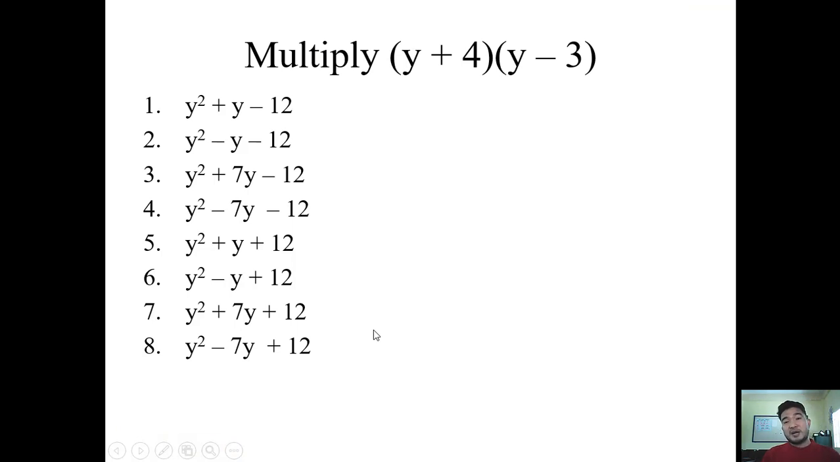For your practice exercise, I want you to try this. You just pause this video and solve the problem. The quantity y plus 4 times the quantity of y minus 3. What is the product? Then if you want to check if your answer is right, you choose one from here, numbers 1 to 8. One of those is the product of y plus 4 times the quantity of y minus 3. So the answer is y squared plus y minus 12.